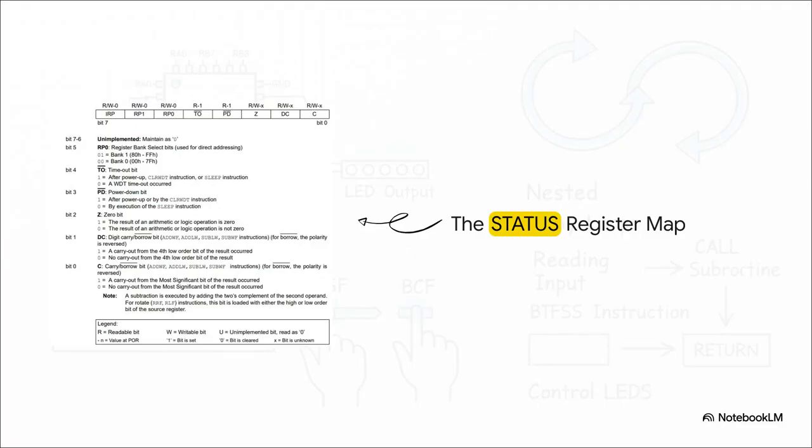But you know what's really fascinating? It's what exactly happened inside the chip when we typed BSF STATUS, 5. Point your eyes directly to bit 5 on the status register map. It's labeled RP0. The command BSF stands for bit set file. When we ran that, we reached directly into the chip's memory architecture and flipped that single RP0 bit from a 0 to a 1. That microscopic flip is the literal physical switch that changes our active memory bank from bank 0 to bank 1. It's just a perfect example of software directly altering hardware state.